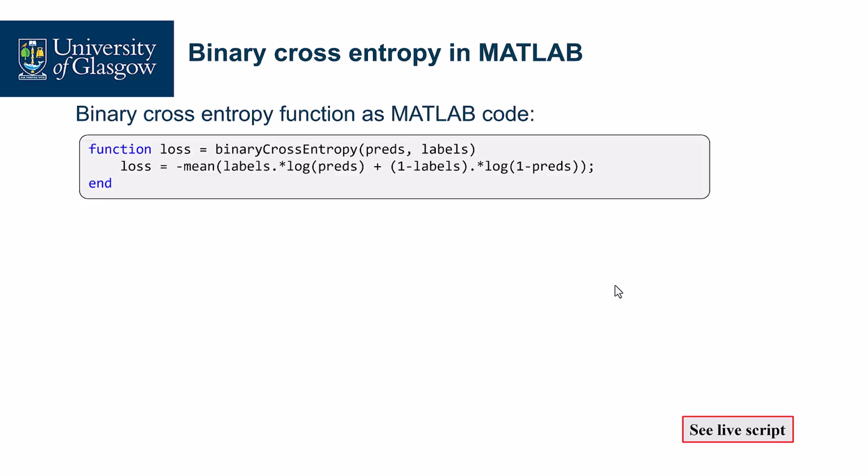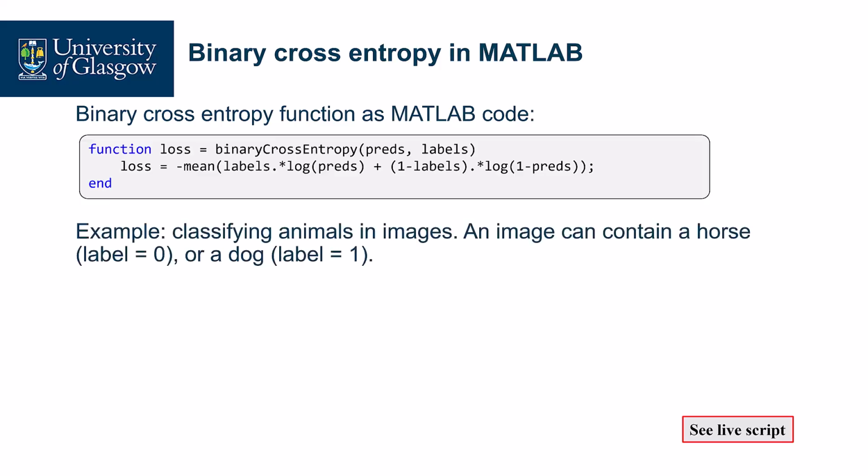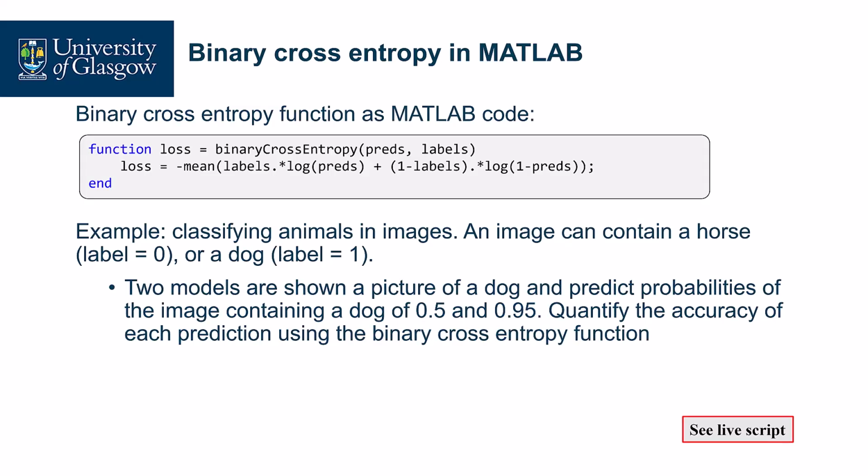So let's give an example of the binary cross-entropy. Now we are classifying animal images. There are two categories: there is a horse when the label is 0, or a dog when the label is 1, right? There are two machine learning models. For a picture of a dog, one of them predicts that the probability that the image contains a dog is 0.5, while the other predicts 0.95. So this clearly shows that the second machine learning model is more accurate, right?